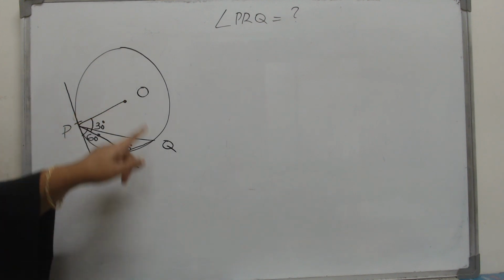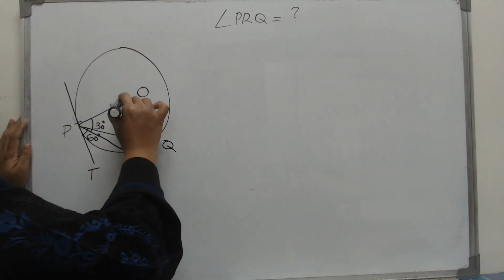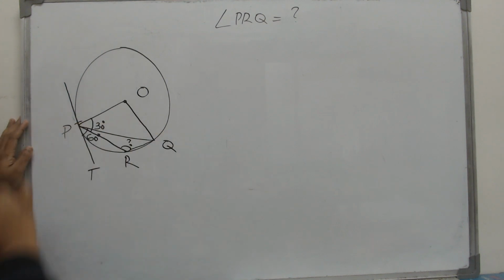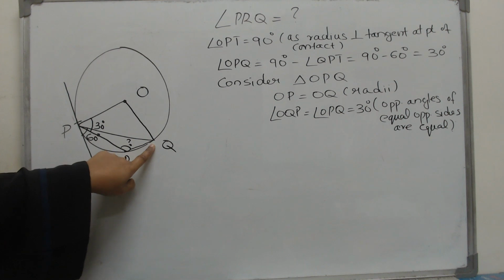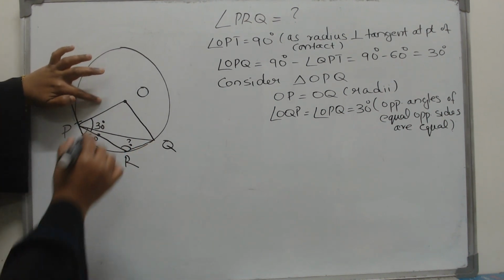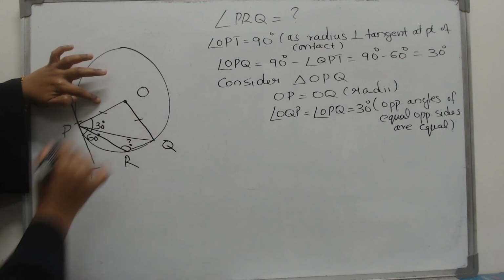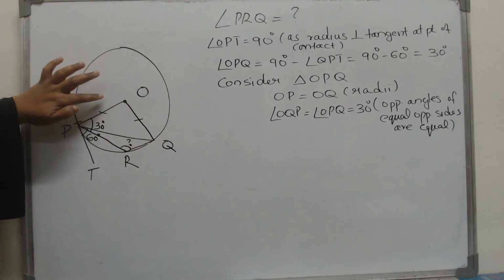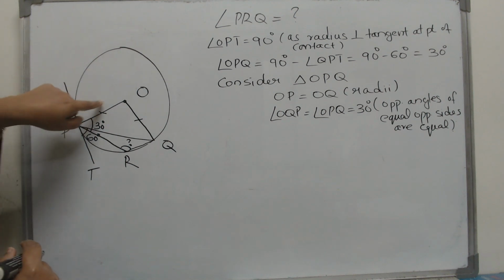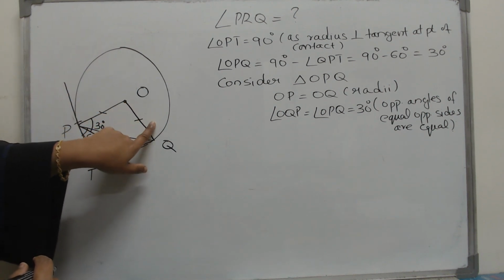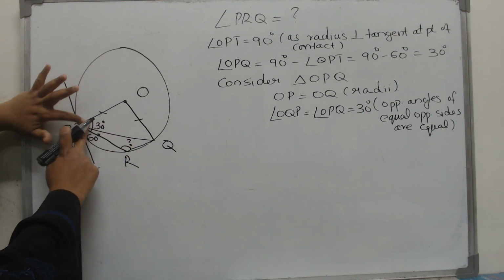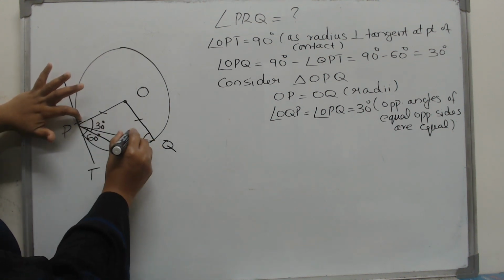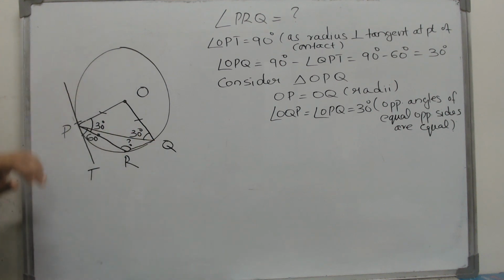Now join OQ, then what do you get? You get a beautiful triangle. And in this triangle OPQ, what do you see? It is an isosceles triangle. Why is that? OP and OQ are equal because they are both radii. If two sides of a triangle are equal, then their opposite angles are also equal. So these two angles are equal, so this angle is 30.